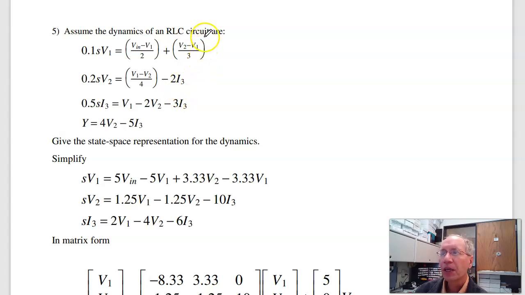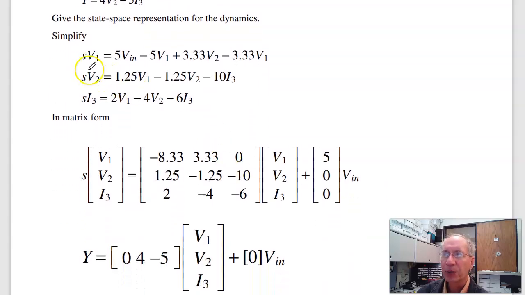Problem 5. If I have these dynamics, express them in state space form. So the first trick is rewrite the dynamics, putting the derivative on the left, everybody else on the right. Then in matrix form, SV1 is, well, what I like doing is just reminding myself, first column is times V1, V2, I3, and Vn. So the first equation, SV1 is 5 times Vn, minus 5 times V1, minus 3.3 V1 gives you minus 8.33 V1, plus 3.33 V2. SV2 is 1.25 V1, minus 1.25 V2, minus 10 I3, and so on.